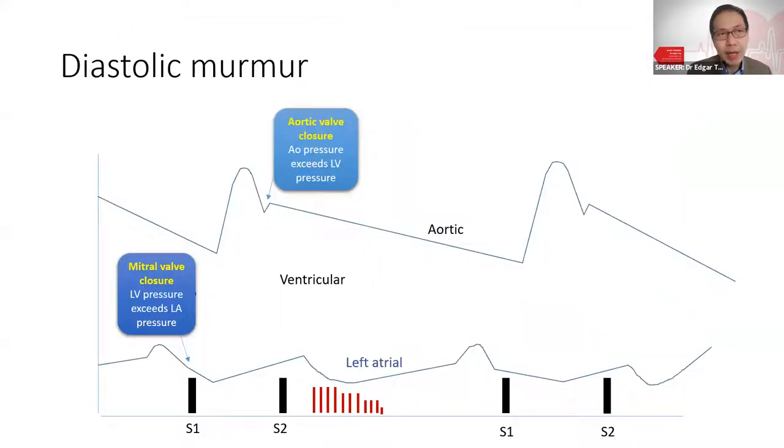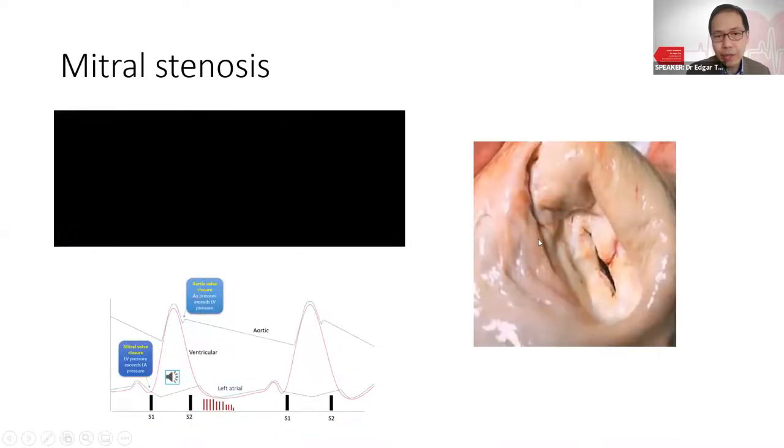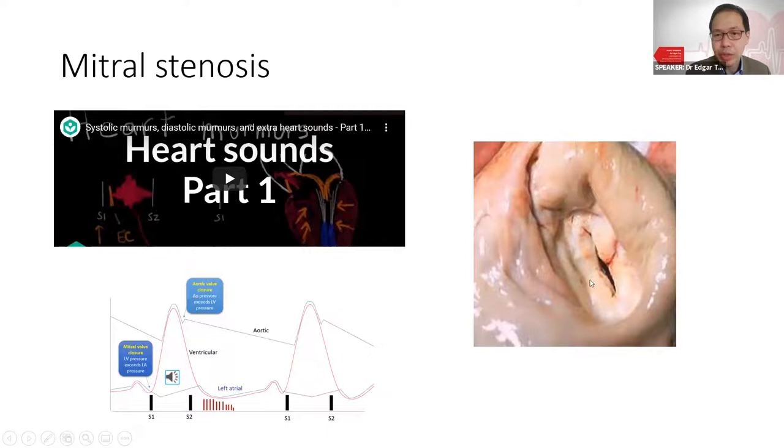So we're going to swing track now. We've heard about the ejection systolic murmur of aortic stenosis and the pan-systolic murmur of mitral regurgitation. And now we're going to go to a kind of diastolic murmur, which is a murmur that happens after the second heart sound. And here is really the murmur of mitral stenosis.